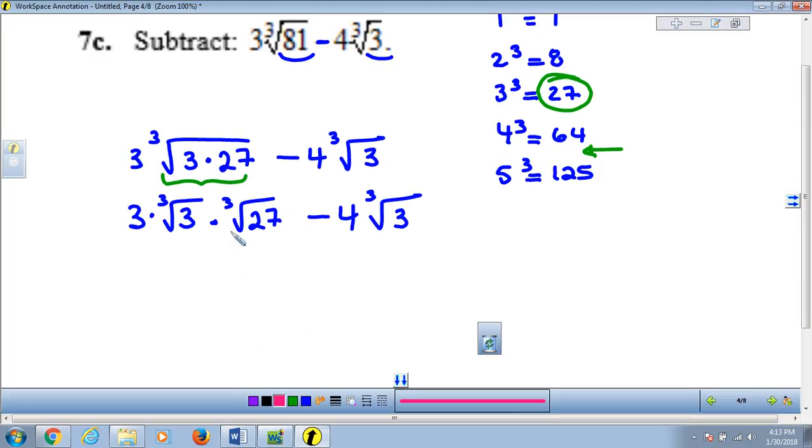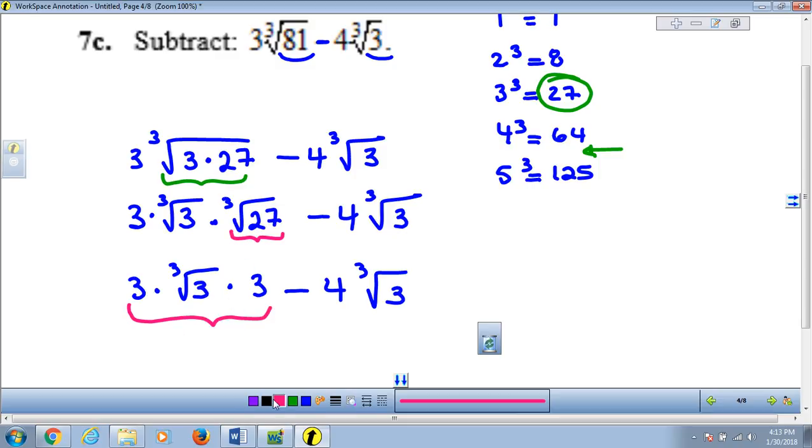So we're going to simplify this part. 3 times the cube root of 3 times 3, because that's the cube root of 27. We had just found it before. Minus 4 cube root of 3.